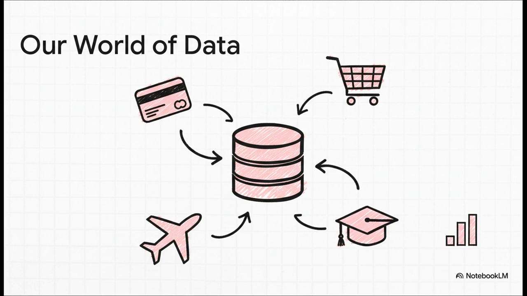Every time you swipe a credit card, every time an airline knows which seat you booked, every time an online store knows it has 3 of those shirts left in stock. Yep, that's a database working silently in the background. They are the true invisible workhorses of our entire modern economy.